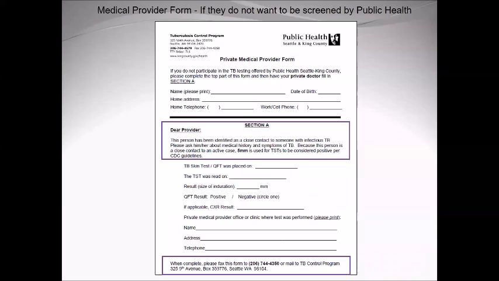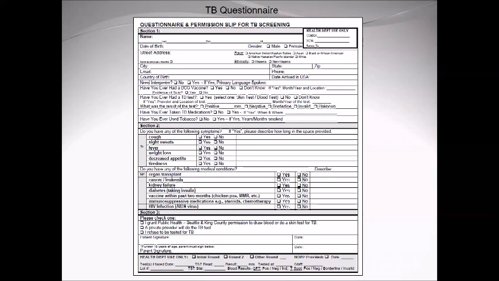This is the medical provider form that I mentioned earlier. If people don't want to be screened by public health, you can give them this form. They bring it to their provider. The provider tests them, screens them, and then they fax the results back to us.